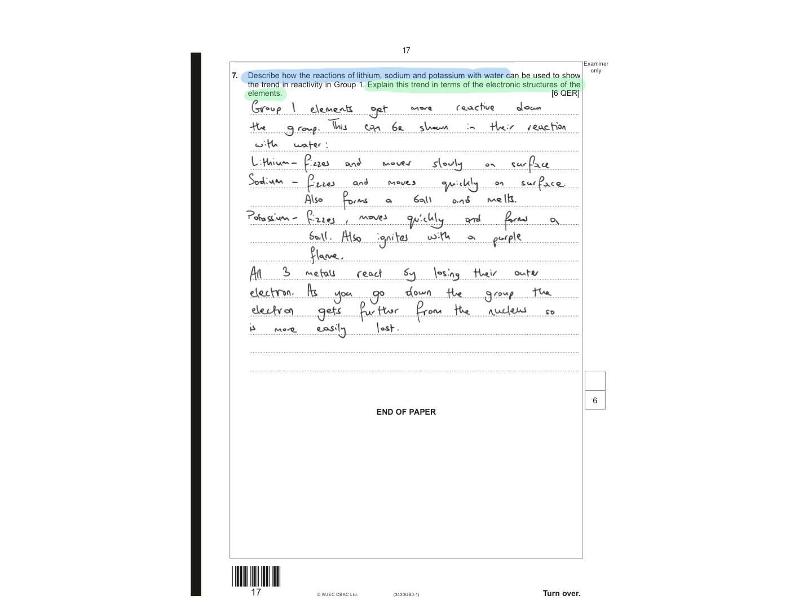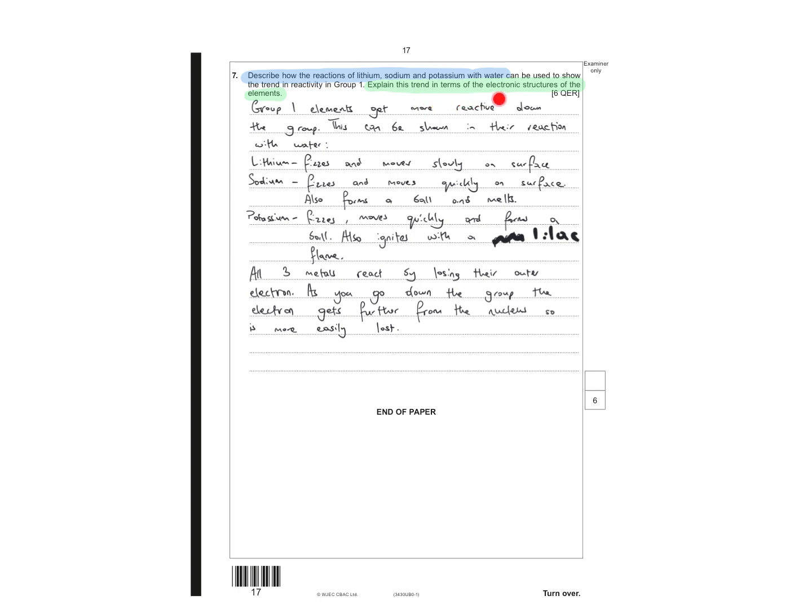So part number 1, I first state that group 1 elements get more reactive down the group, and this can be shown in their reaction with water. And here we go for the observations. Lithium fizzes and moves slowly on the surface. Sodium fizzes and moves quickly on the surface, and it also forms a ball or sphere and melts. And potassium fizzes, moves quickly and forms a ball, and it also ignites with a lilac flame. So that's my first part done.